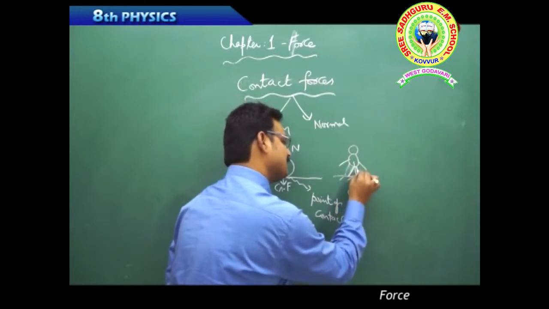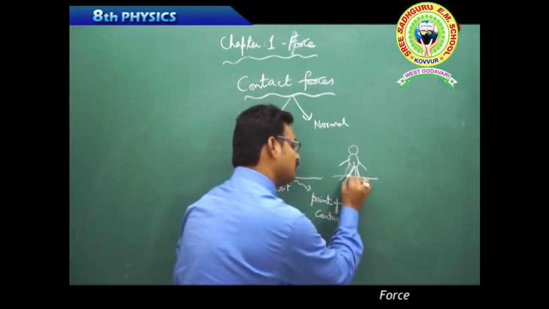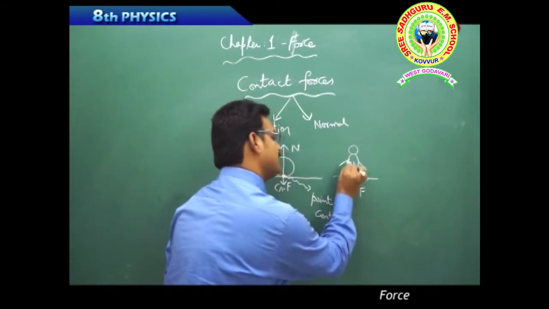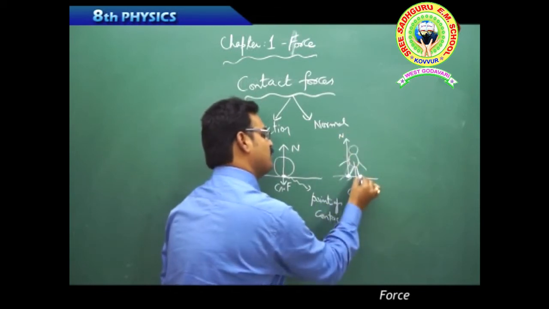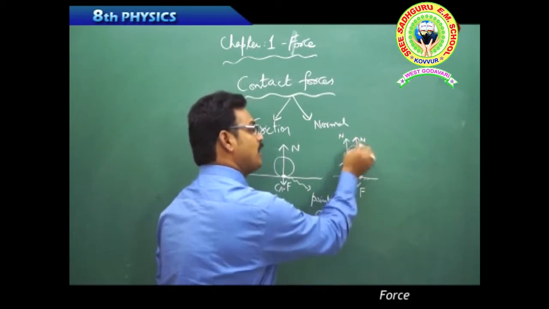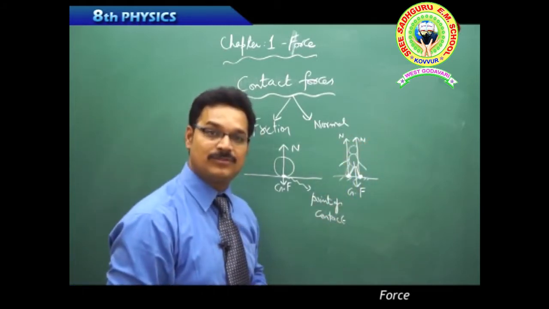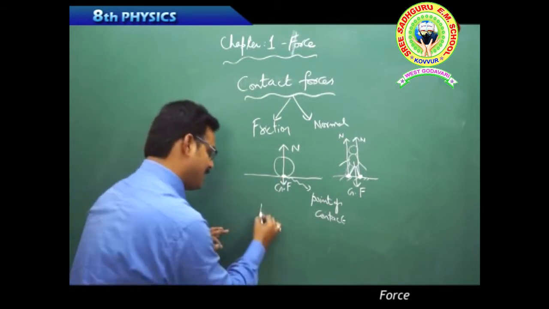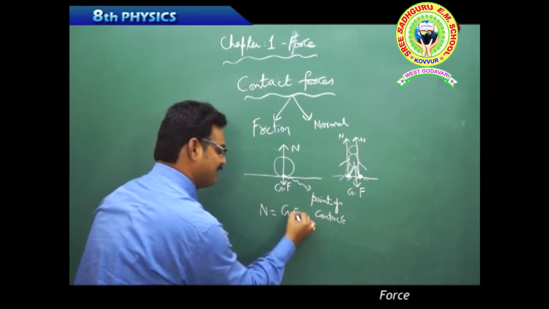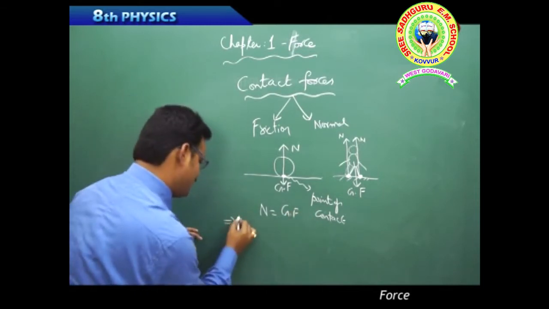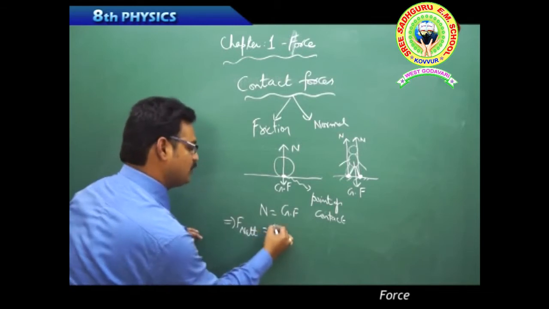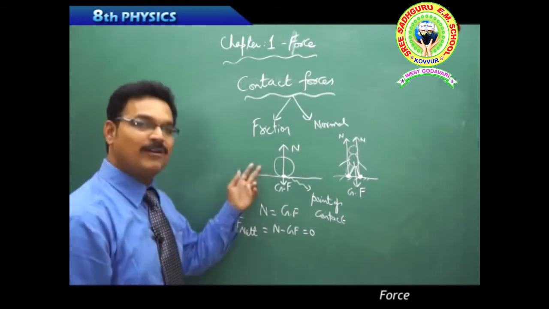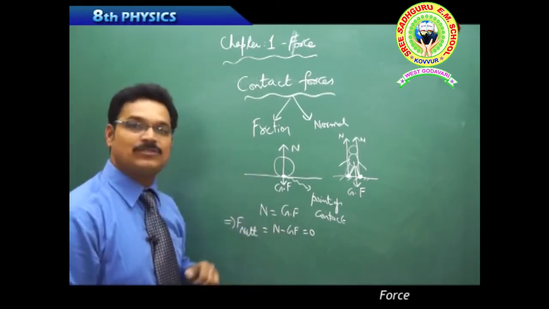If you see this case, here also we have a normal force at the point of contact. Here you have two legs, so the points of contact are two. This is one point of contact, and this is another. From this point of contact, a normal force acts upward, and from this one, another normal force acts upward. So two normal forces are balancing this gravitational force. In the ball case, one normal force supports the gravitational force. I can say N equals gravitational force GF, which implies net force F net equals N minus GF, equal to 0. That means the net force acting on this ball is 0. That's why the ball is stable on the ground.